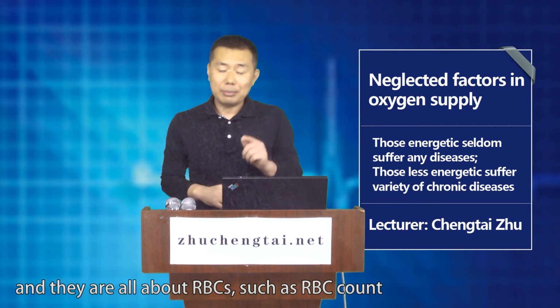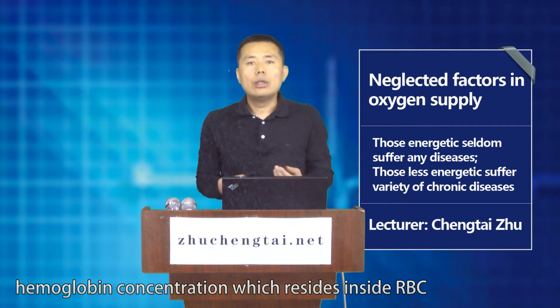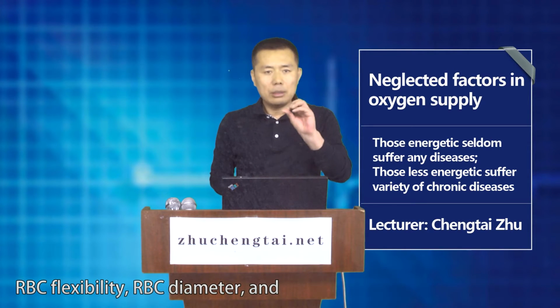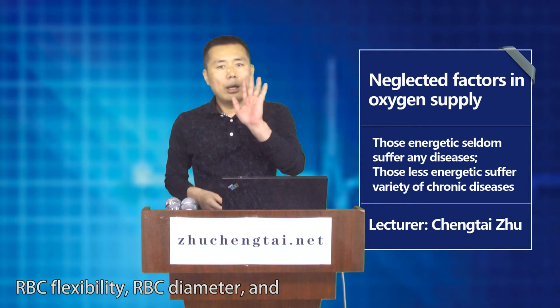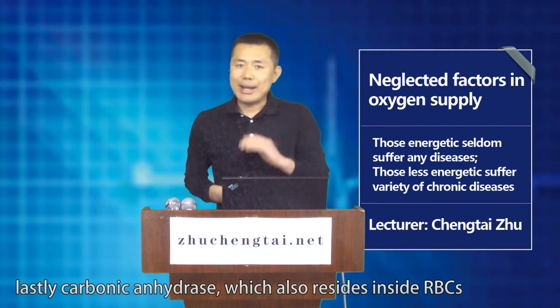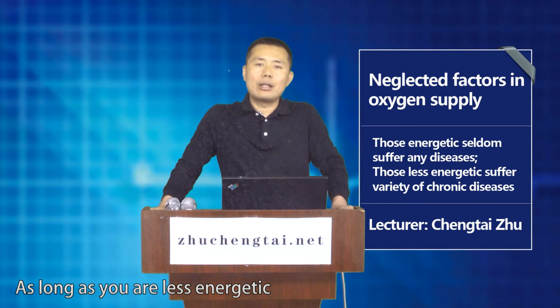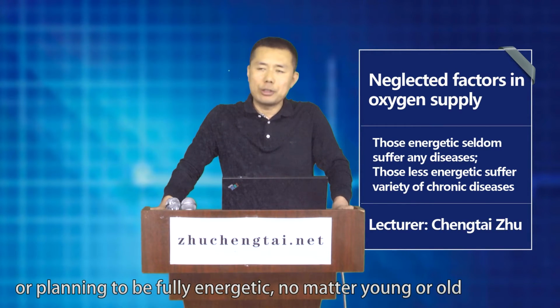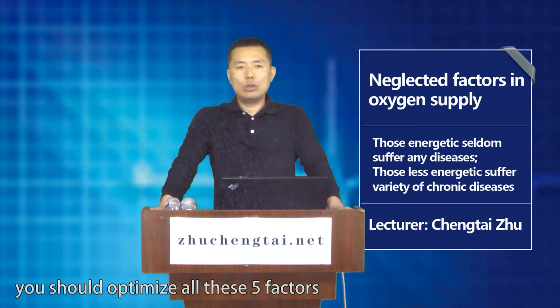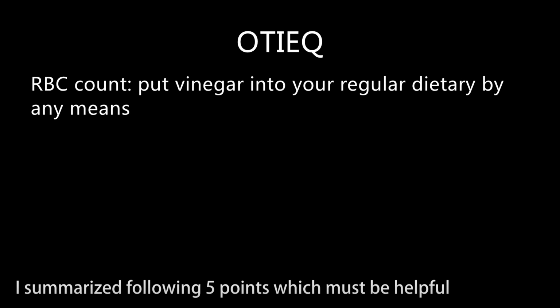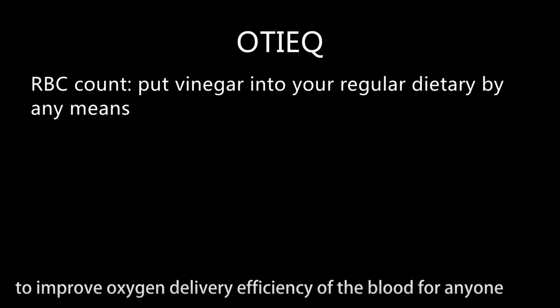And they are all about RBCs, such as RBC count, hemoglobin concentration, which resides inside RBC, RBC flexibility, RBC diameter, and lastly, carbonic anhydrase, which also resides inside RBCs. As long as you are less energetic or planning to be fully energetic, no matter young or old, you should optimize all these 5 factors. Based on my observations in the past 11 years, I summarized the following 5 points which must be helpful to improve oxygen delivery efficiency of the blood for anyone.